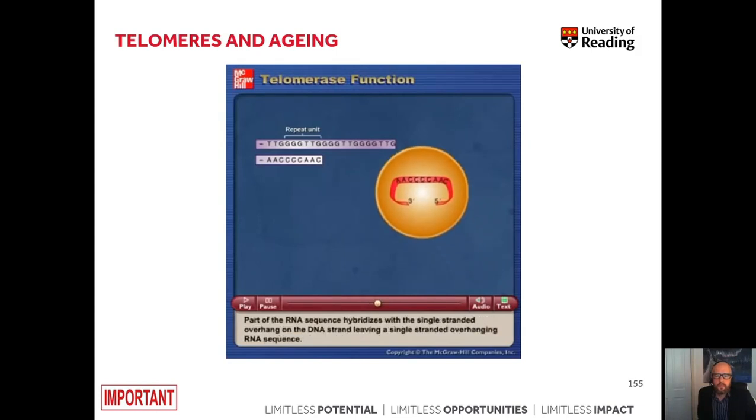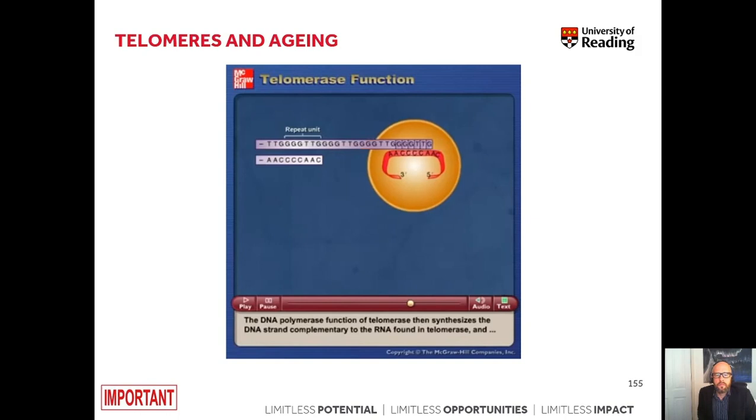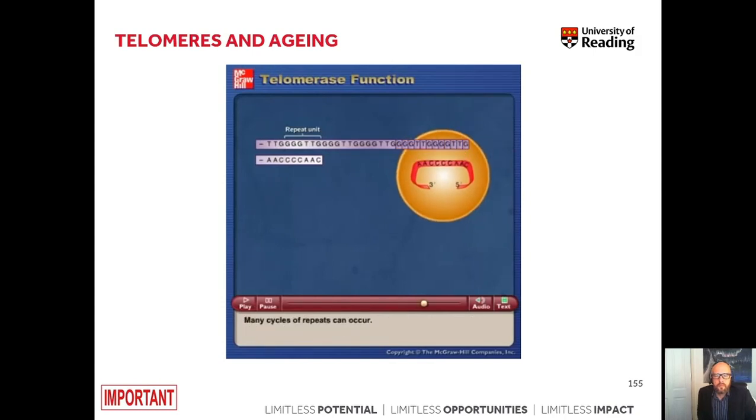Part of the RNA sequence hybridizes with the single-stranded overhang on the DNA strand, leaving a single-stranded overhanging RNA sequence. The repeat unit shown here is from Tetrahymena, which is a model organism used in telomere and telomerase research. The DNA polymerase function of telomerase then synthesizes the DNA strand complementary to the RNA found in telomerase, and subsequently translocates to the end of the newly synthesized strand, and the process repeats itself. Many cycles of repeats can occur.